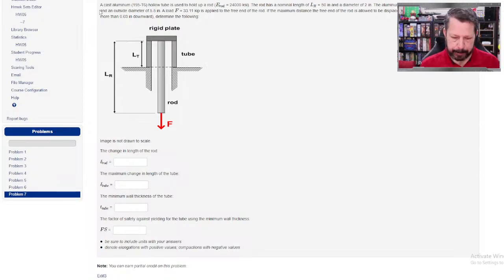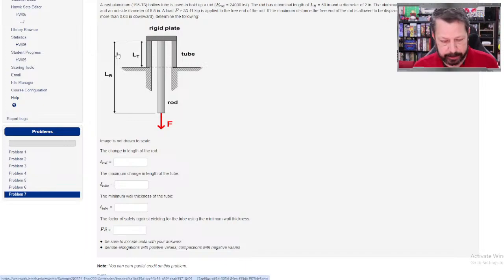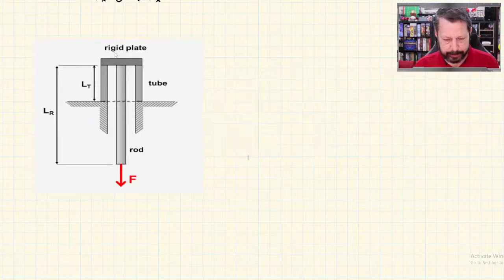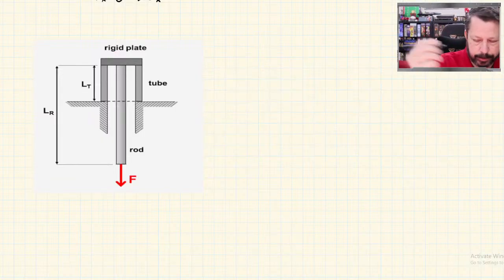All right. So we've got this rigid plate on top, and it says rigid plate, and we don't have any information about it that I see. So that will tell us it's not part of the problem. It's really only the tube and the rod that matter. The rigid plate is just drawn there to show that we're transferring force from the rod to the tube. Okay. So we want to find the change in length of the rod. That's easy enough to start with. We have to do these in order to do the third part.